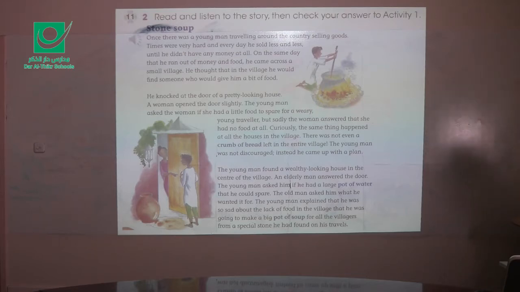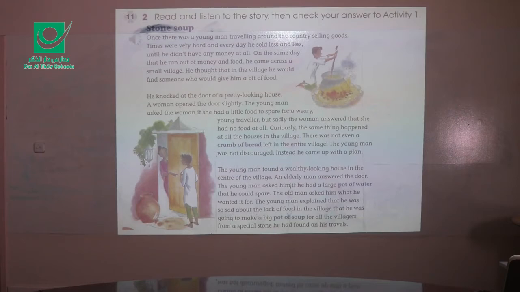Stone soup. Once there was a young man travelling around the country selling goods. Times were very hard, and every day he sold less and less until he didn't have any money at all. On the same day that he ran out of money and food, he came across a small village. He thought that in the village he would find someone who would give him a bit of food.